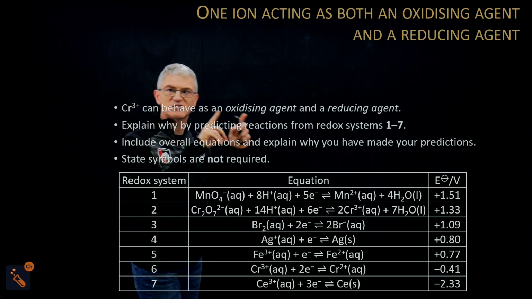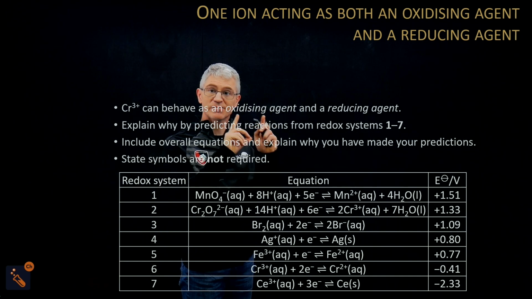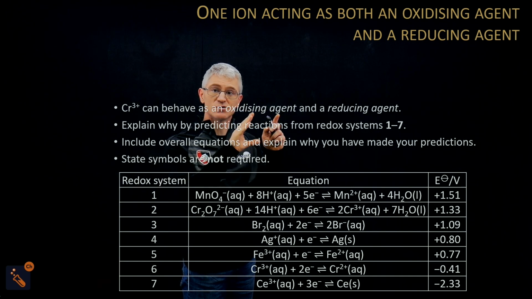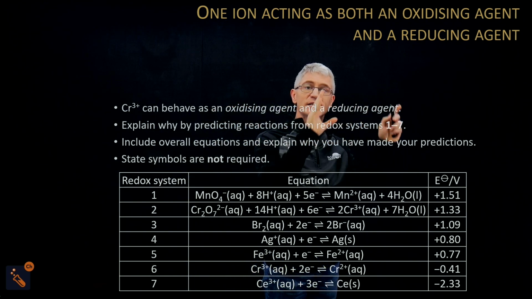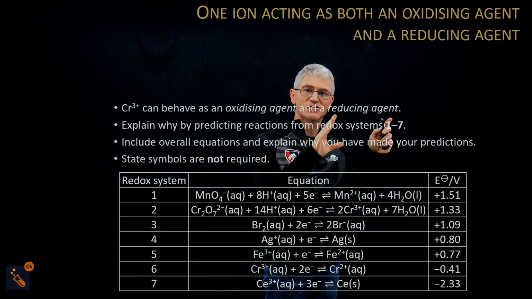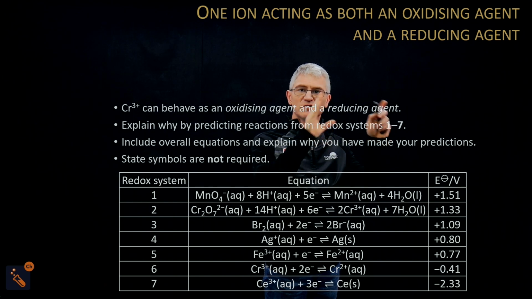So Cr3+ can behave as an oxidizing agent. Oxidizing agent gets reduced. So it gains electrons. A reducing agent gets oxidized, so it loses electrons. Okay, so losing and gaining.